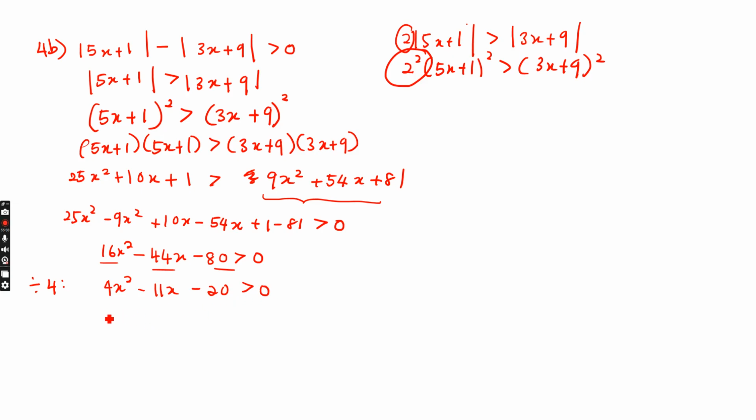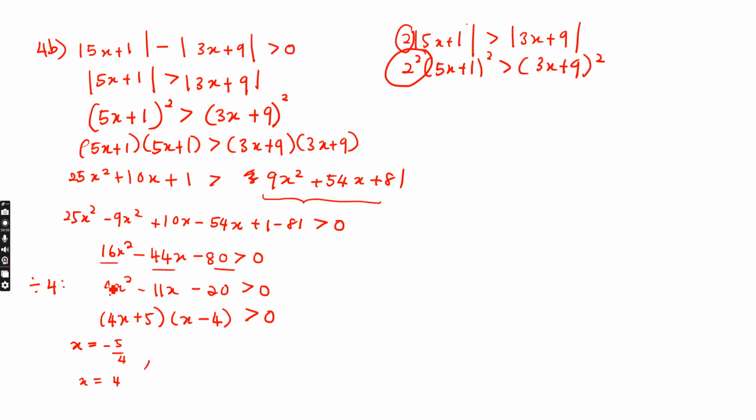Now this is when you can use factorization. When you use factorization, you're going to get 4x plus 5 and x minus 4 greater than 0. So this is your value after you factorize. And then here, you just write a very small note at the left side like that. Negative 5 over 4, and then another value of x is 4. These are the roots that you have.